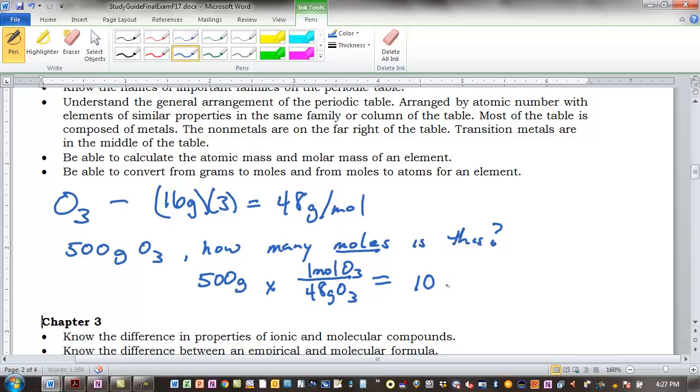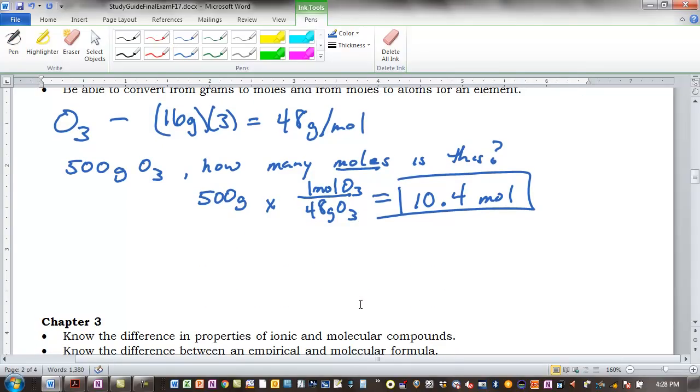What does that come out to be? 10.4. I'm not good with sig figs, but 10.4 moles. So that's certainly one unit conversion that you need to be able to do for the final, one that you should be quite familiar with. The other one is going to atoms. So we could continue this calculation.